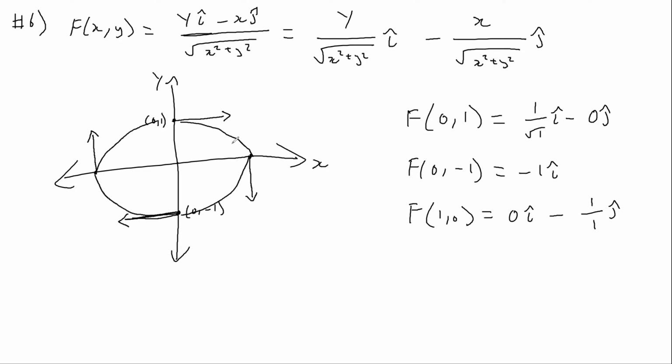All right, so that should be it for number 6. You have this representation of this vector field right here. Okay, so that's number 6. All right, let's move on to the next one.